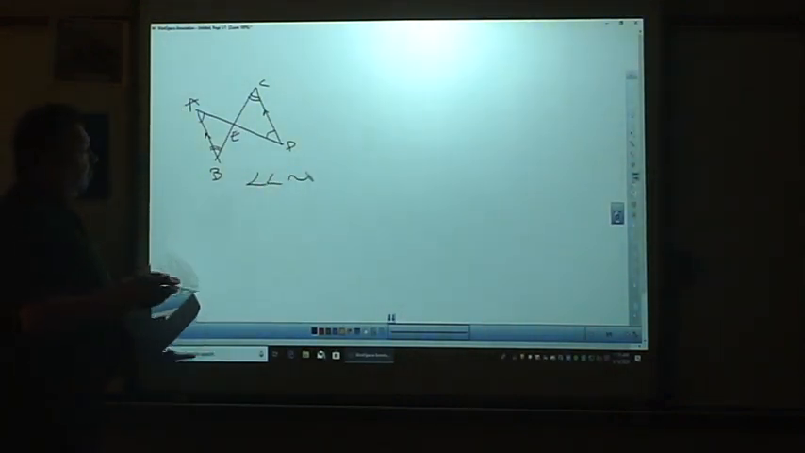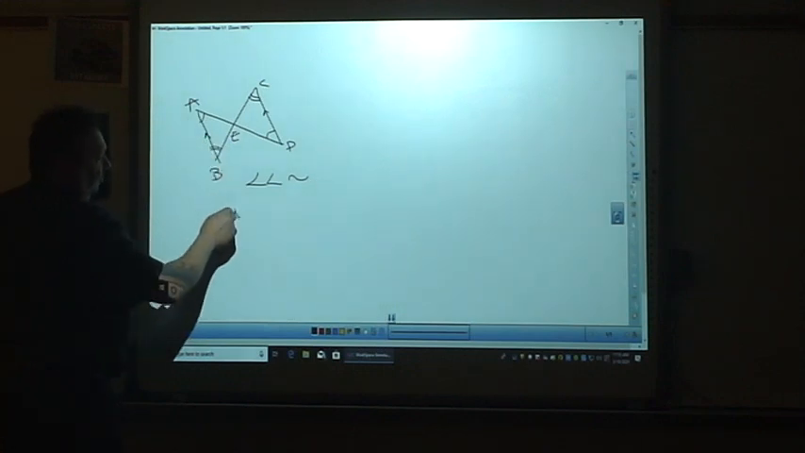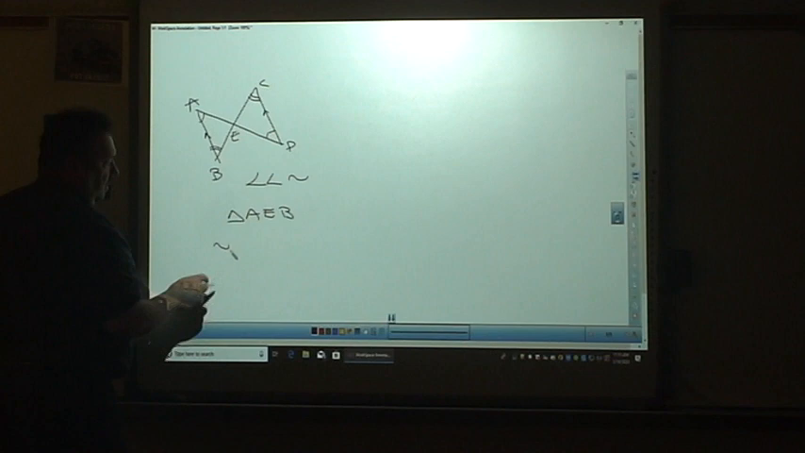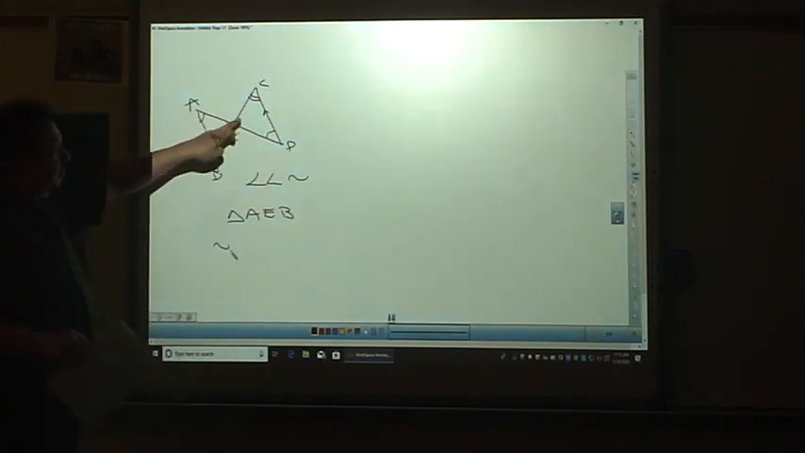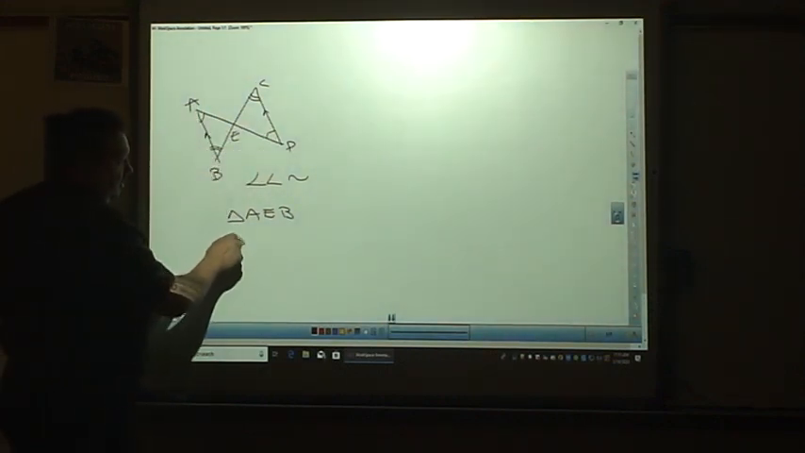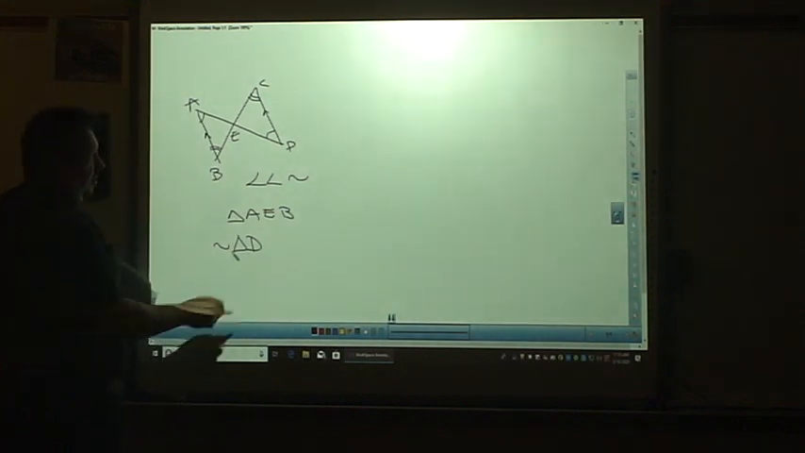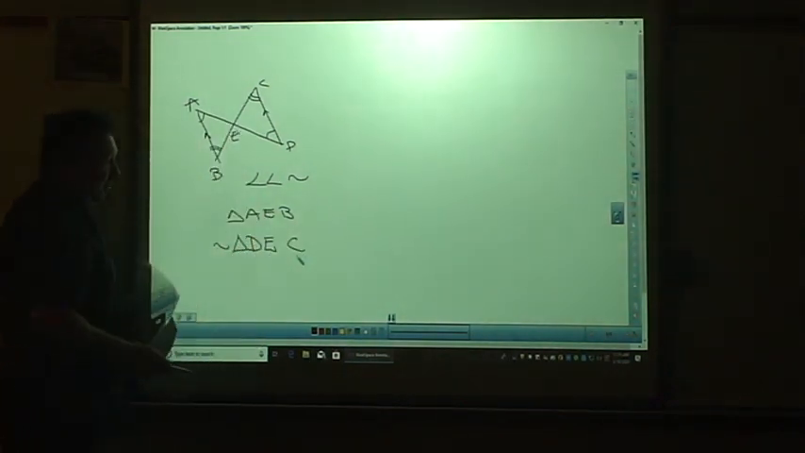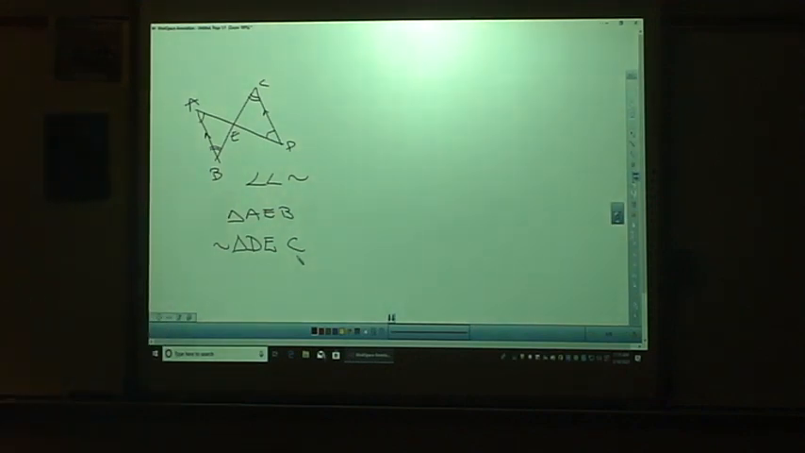And then to solve, we'll look at this triangle first, and we'll do A, E, B. A corresponds to D, so I'll start with D. Then E corresponds to E and C. A, E, B similar to D, E, C.